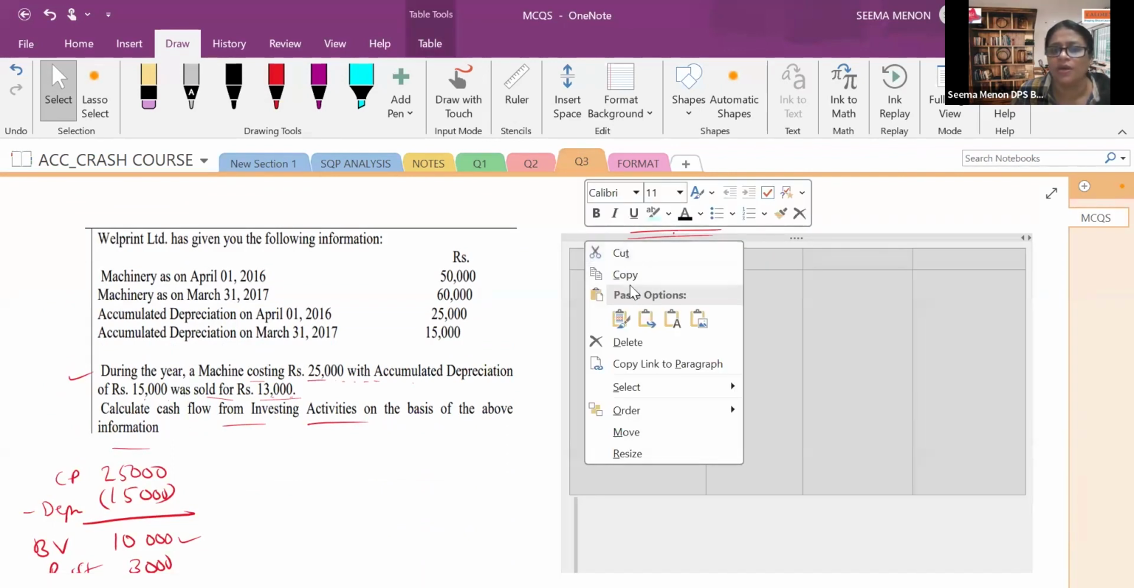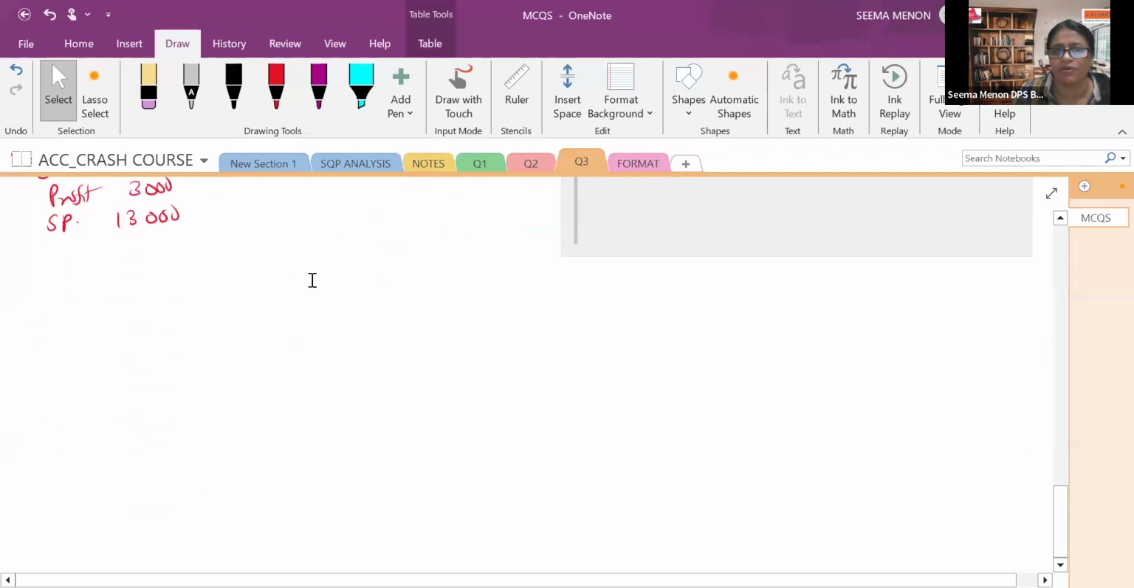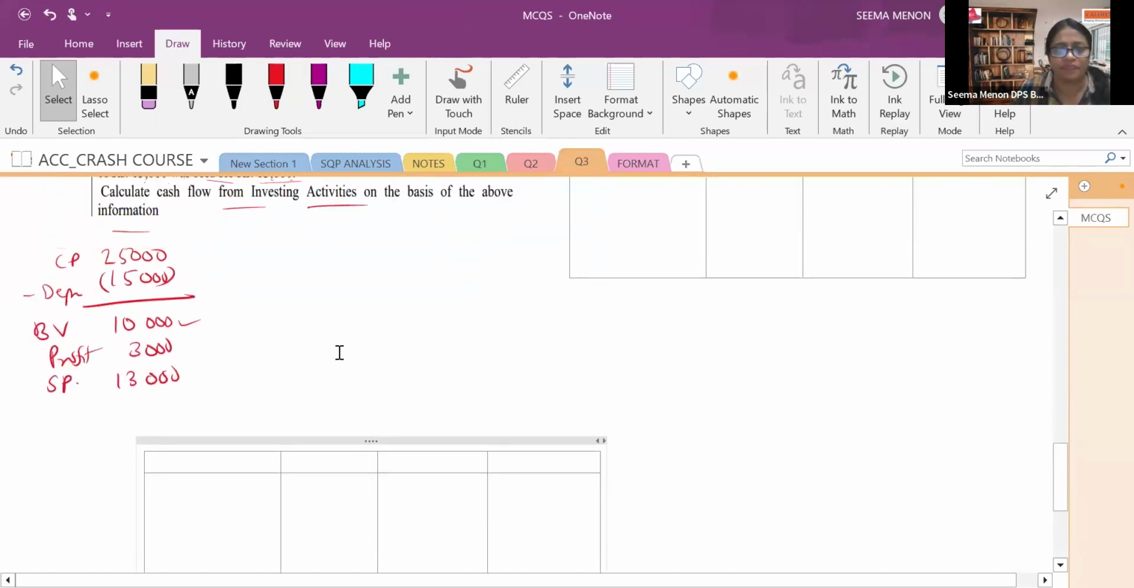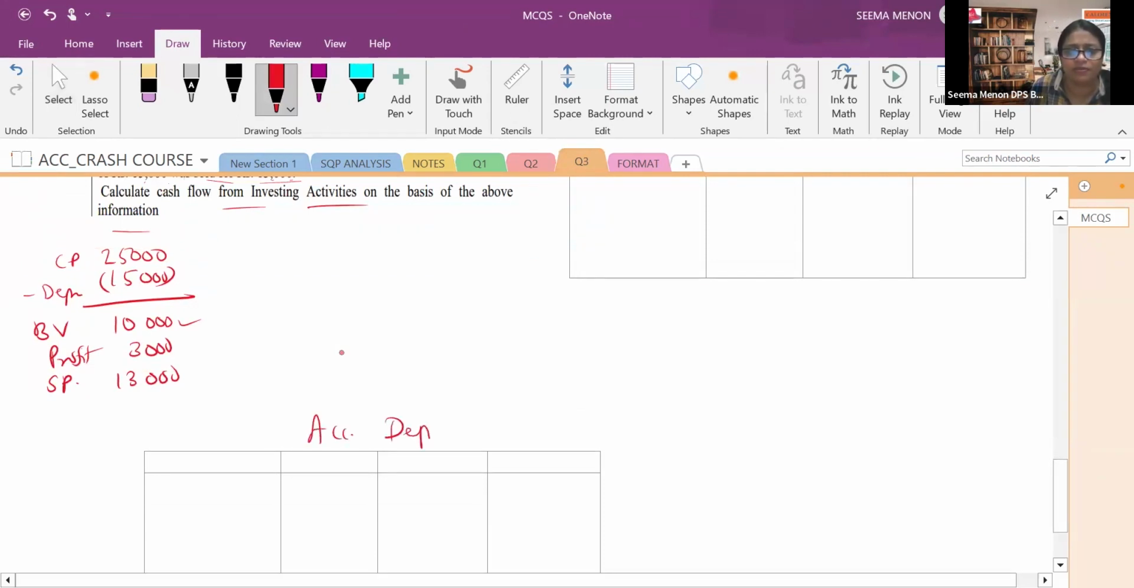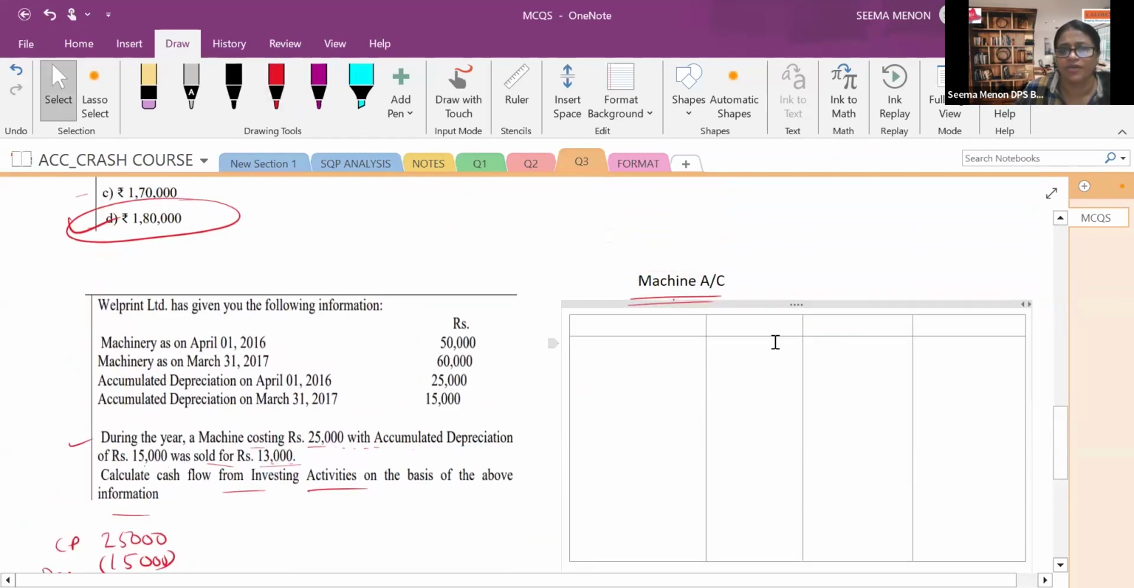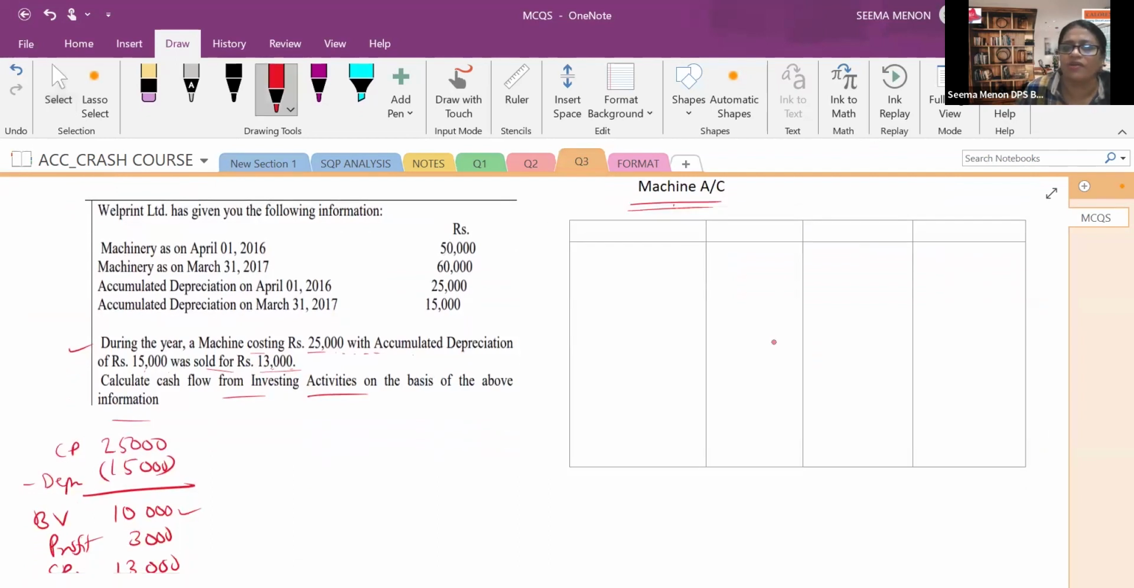You have to draw the accumulated depreciation account also. Let's make that also for practice. So here I will be preparing the accumulated depreciation account. Accumulated depreciation is again a provision. Whenever there is a decrease, it will be debited. Whenever there is an increase, that will be credited. Now, machine. Machine is an asset account. Whenever there is a decrease, that will be credited, and when an asset is increasing, it will always be debited.